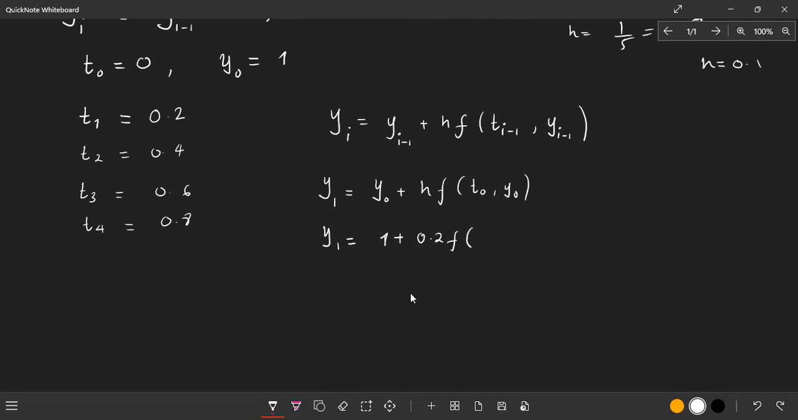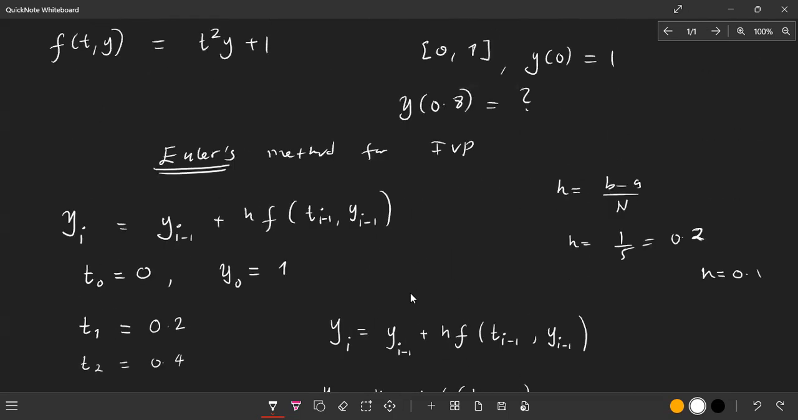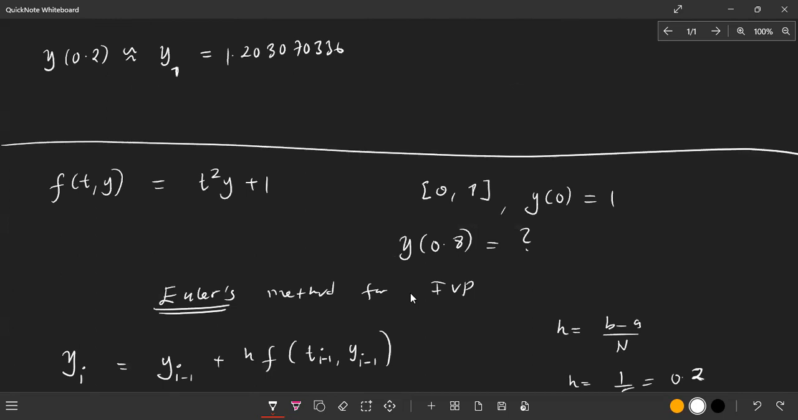This will be f of t naught, y naught. At t naught, we have 0, and y naught we have 1 as well. So we replace this in the function. So 1 plus 0.2, here t is equal to 0, so 0 squared times y, which is 1, and then plus 1. Remember our function given there, this function I'm using here. I'm just substituting for the value of t as well as for the value of y.